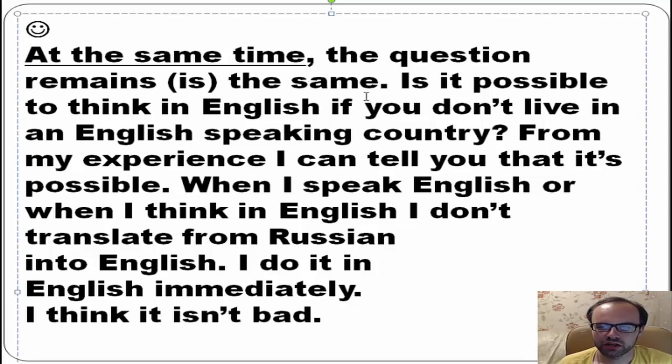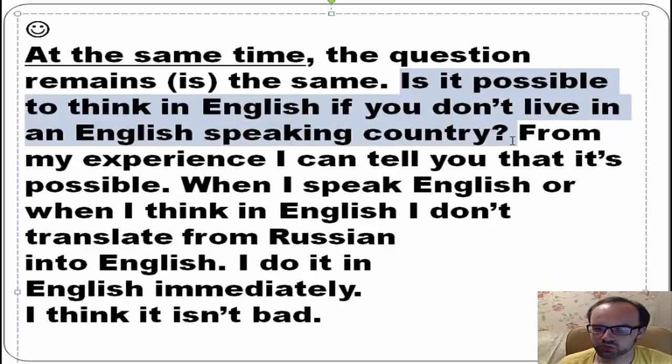So is it possible to think in English? Is it possible to think in English if you don't live in an English-speaking country, okay? If you don't live, let's say, in America or in England, so is it possible or not? Students often think that it's impossible. So if I don't live in an English-speaking country, I won't think in English. Won't means will not. It's a short form, but it's wrong.